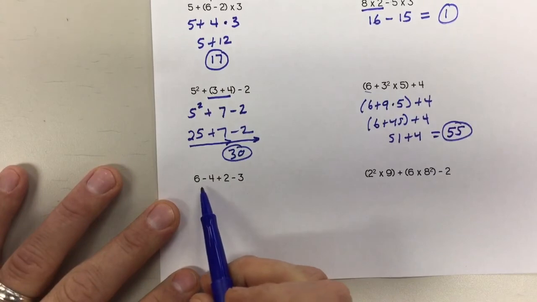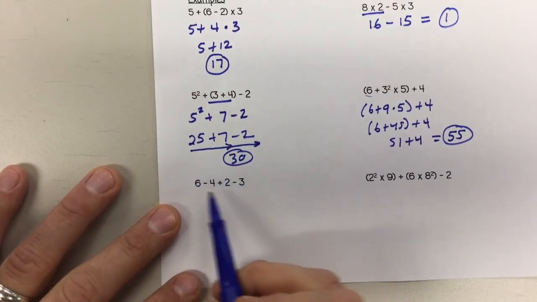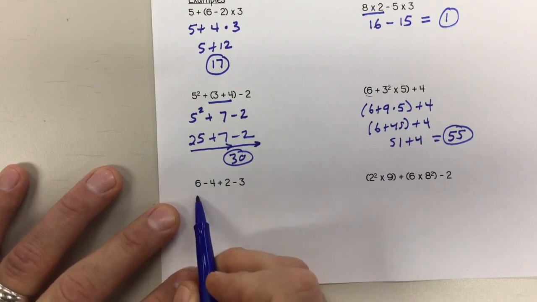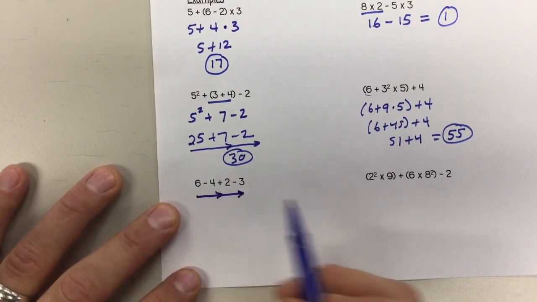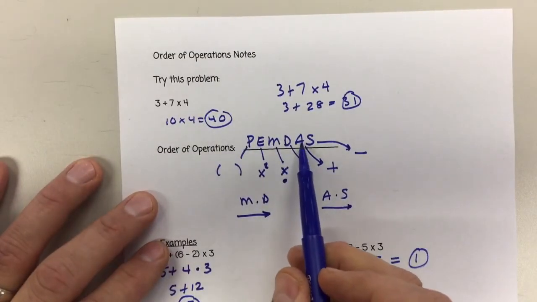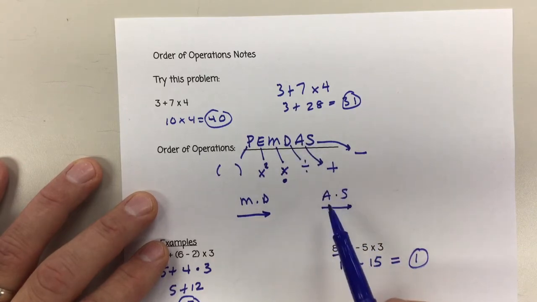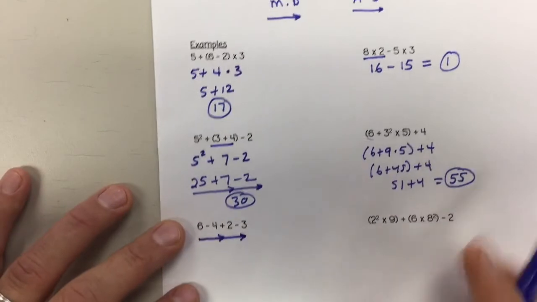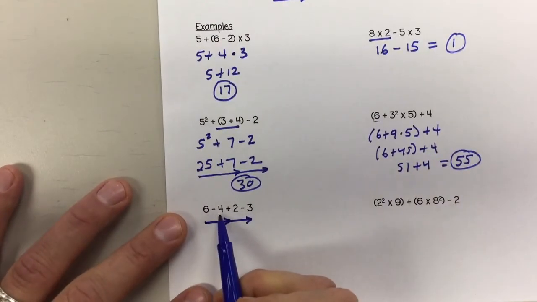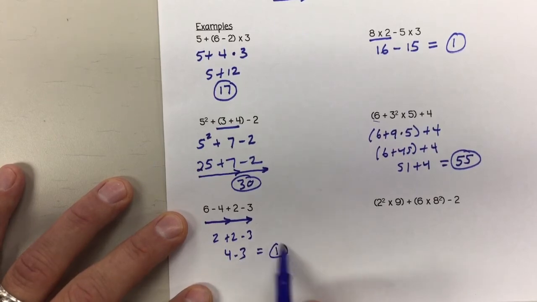Last example, this one has subtraction, addition, and subtraction. The whole problem only has addition and subtraction. So when that's the case, you just do everything left to right. So I don't have to do the addition first. I know up here, addition seems to come before subtraction, but remember, if that's the only thing in the problem, then you just go left to right. So I'd go 6 minus 4 is 2. 2 plus 2 is 4. And 4 minus 3 is 1.